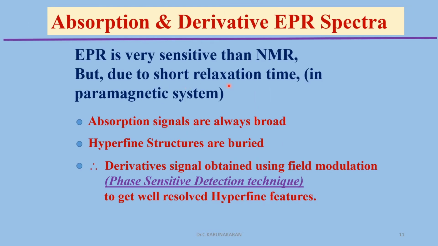What are absorption and derivative EPR spectra? Why are derivative EPR spectra important? EPR is a more sensitive technique than NMR. However, due to short relaxation time, as we have seen earlier in paramagnetic systems, the absorption signals are always broad, and hyperfine structures are buried. Therefore, derivative signals are obtained using phase sensitive detection technique to get well resolved hyperfine features.